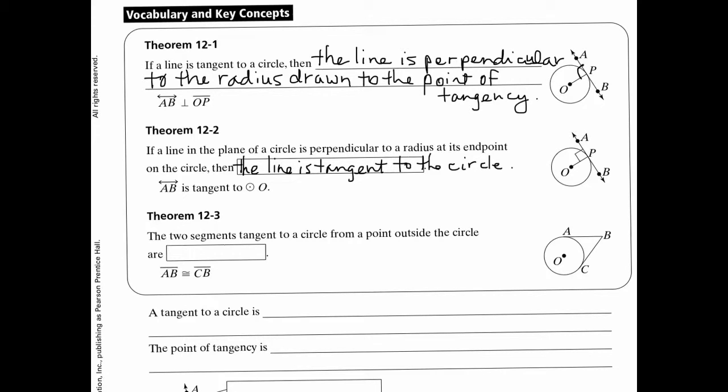Theorem 12-3 says that the two segments tangent to a circle from a point outside the circle are congruent. Okay, so if you look at the picture, they're saying from point B to point A, that line is tangent to the circle, and from point B to point C, that line is tangent to the circle. Since they both come from point B, then they have to be congruent. Does that make sense? Okay.